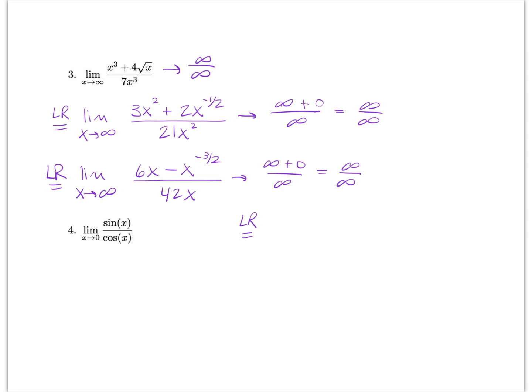So I'm taking the limit as x goes to infinity. The derivative of 6x is 6. The derivative of negative x to the negative 3/2 is going to be positive 3/2 x to the negative 5/2, over the derivative of 42x, which is 42. Now this goes to 0, and I'm just left with 6 over 42, which is 1/7.